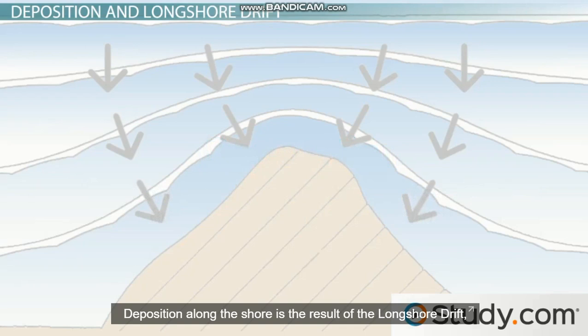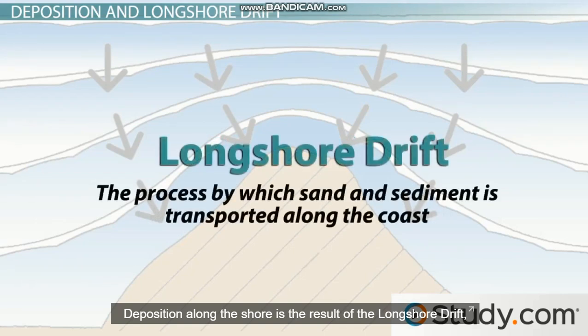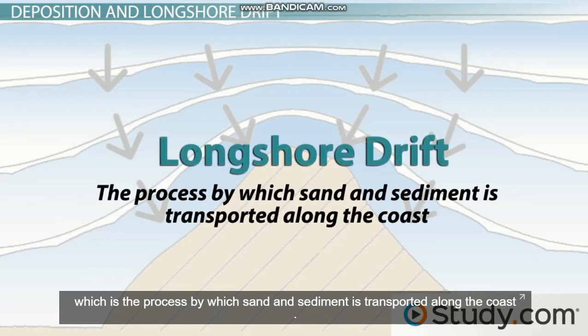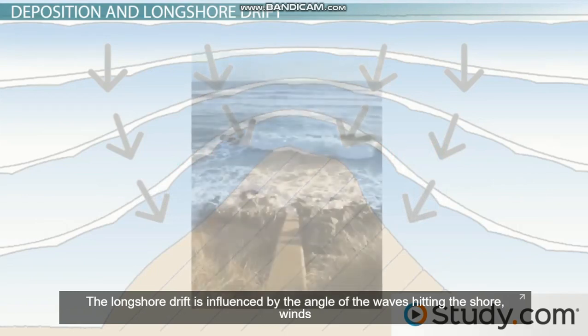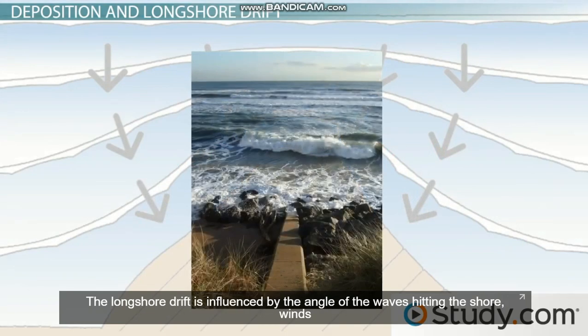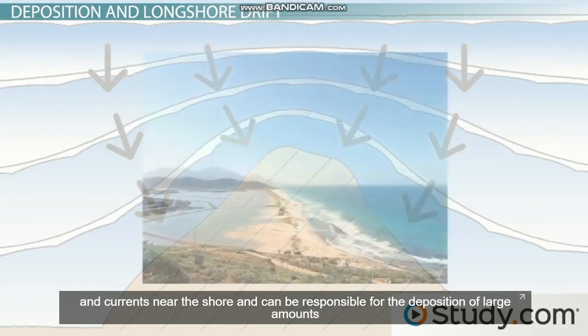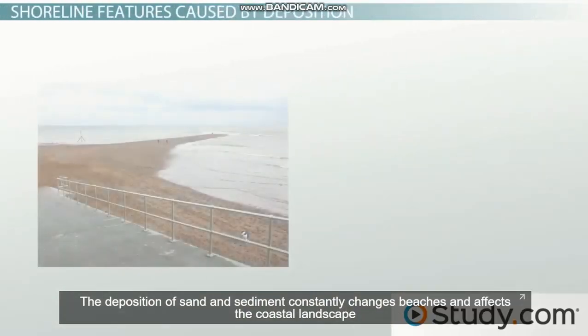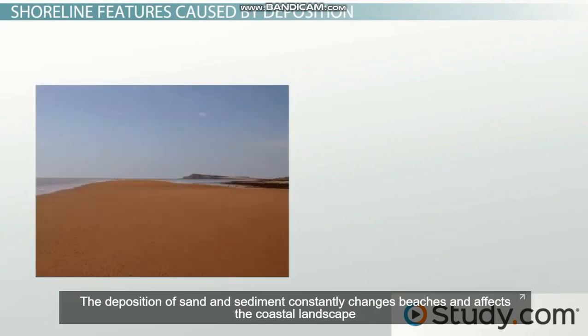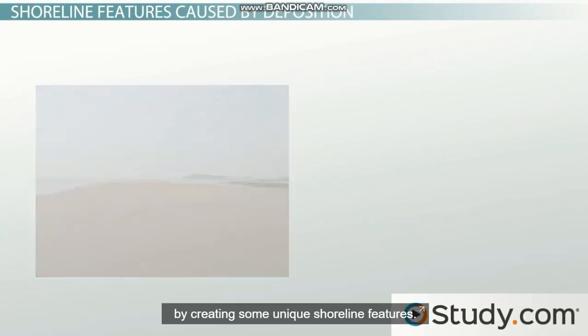Deposition along the shore is a result of the longshore drift, which is the process by which sand and sediment is transported along the coast. The longshore drift is influenced by the angle of the waves hitting the shore, as well as winds and currents near the shore, and can be responsible for the deposition of large amounts of sediment along the length of the shore. The deposition of sand and sediment constantly changes beaches and affects the coastal landscape by creating some unique shoreline features.